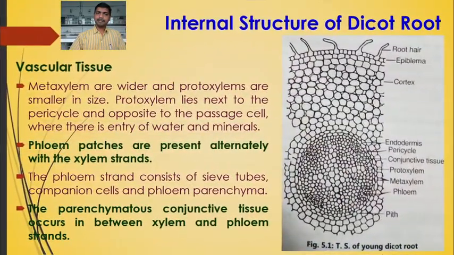Then the metaxylem is wider, as I previously told you. Metaxylem is wider, protoxylem is smaller in size. Protoxylem lies near the pericycle and opposite to the passage cells, where there is an entry of water and minerals. Here the passage cell is present in the endodermis. So protoxylem lies opposite to the passage cell.